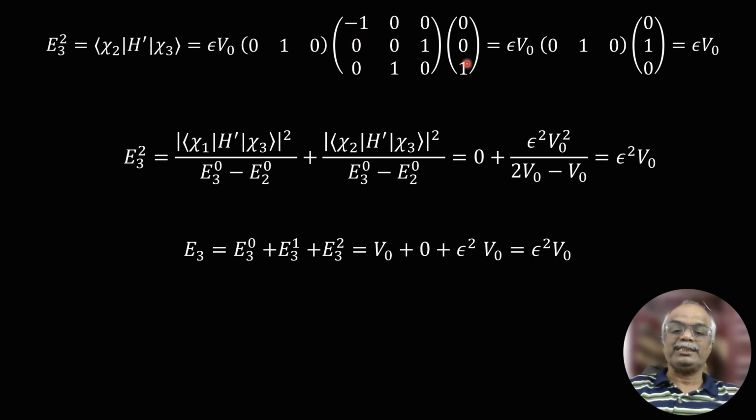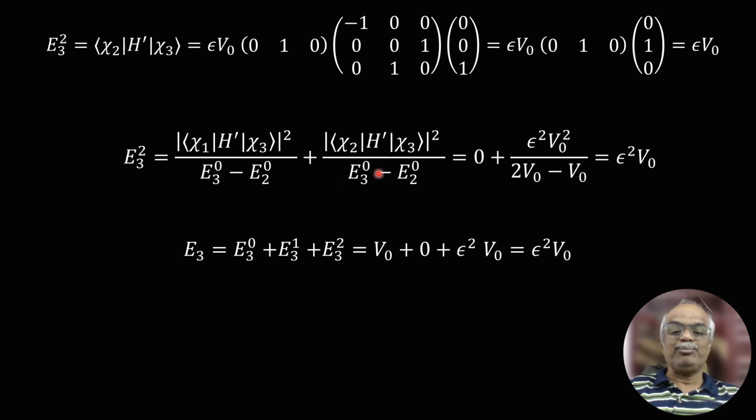So you multiply this and this. First row, this column 0; second row, this column 1; third row, this column is 0. Then here you multiply this and this, you will get 1, that is epsilon v naught. So the second order energy correction with respect to the energy state 2 is epsilon v naught. With respect to energy state 1 it is 0, as we have just seen.